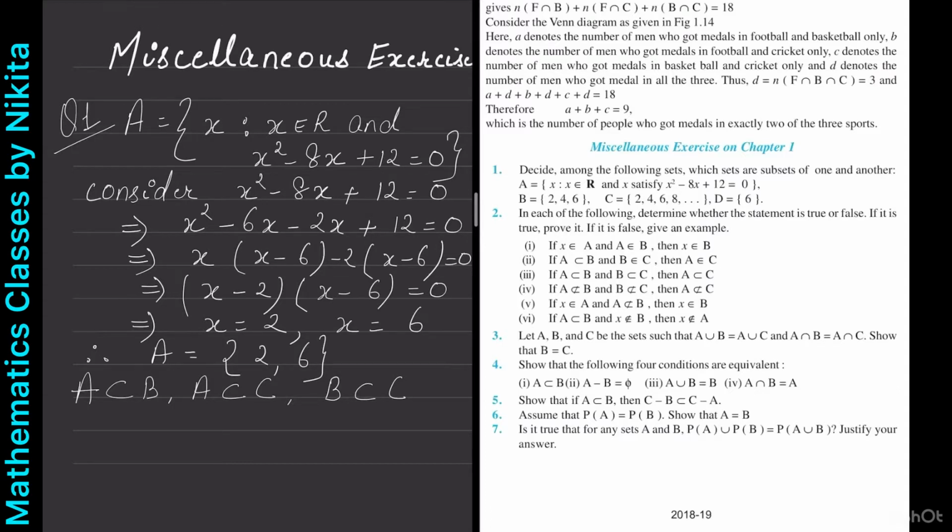Then D. D is a subset of A. D is also a subset of B. And D is also a subset of C. And since every set is a subset of itself, therefore we will have A is a subset of A, B is a subset of B, and C is a subset of C, and D is a subset of D. So this is how you have to do question number 1.